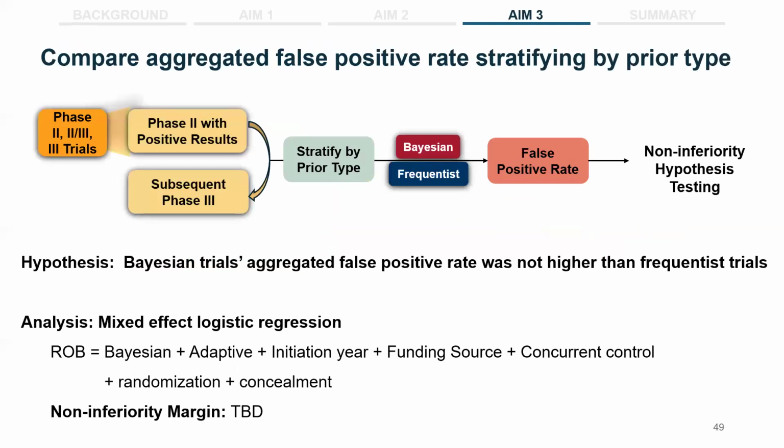Having an informative or non-informative prior may affect the type 1 error or false positive rate. So in this analysis, we're going to stratify by the prior type. This is also going to be a non-inferiority hypothesis test, and we're using mixed effect logistic regression to do the analysis.